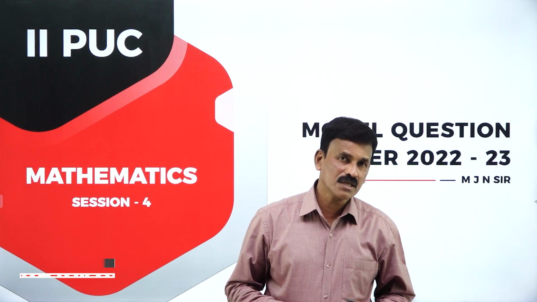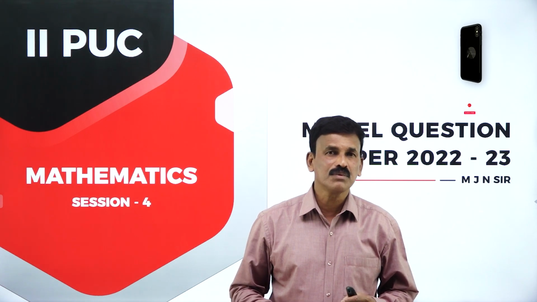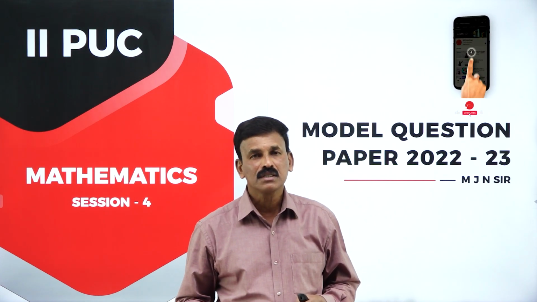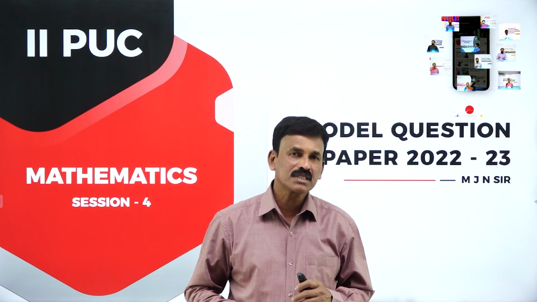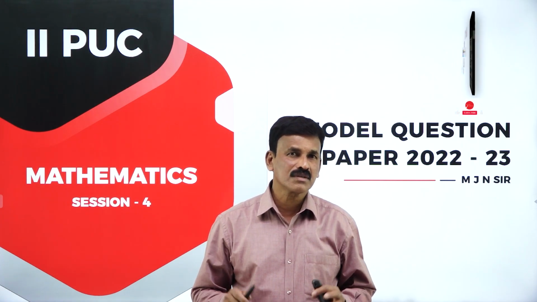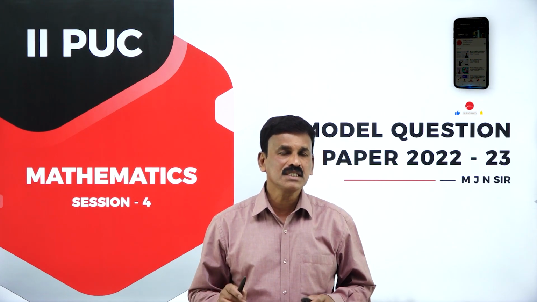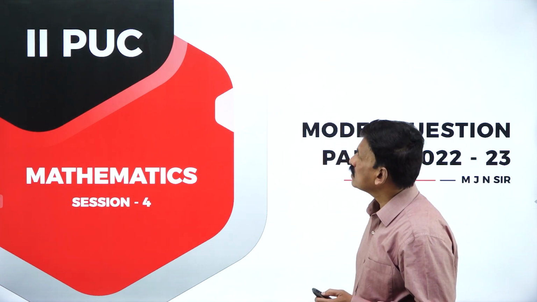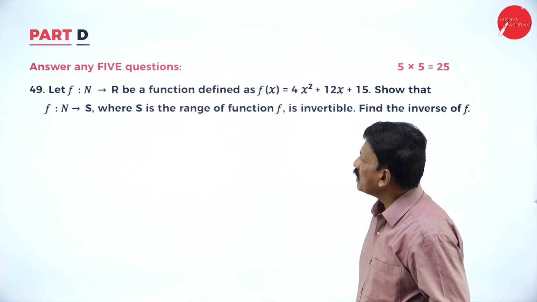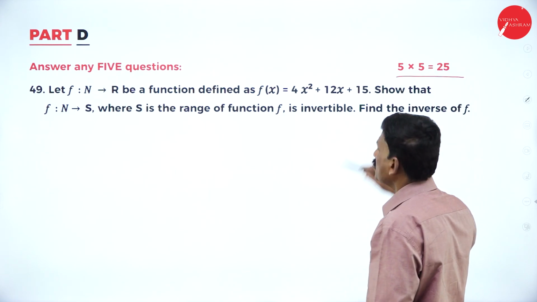Now, today in this session, I am going to discuss very important questions, that is very important part D. In part D, all 5 marks questions, 10 questions are there. In that, you are going to answer 5 questions. Answer any 5 out of 10, each carries 5 marks. Now, this is a very important part. So, each carries 5 marks, 5 into 5 is 25.